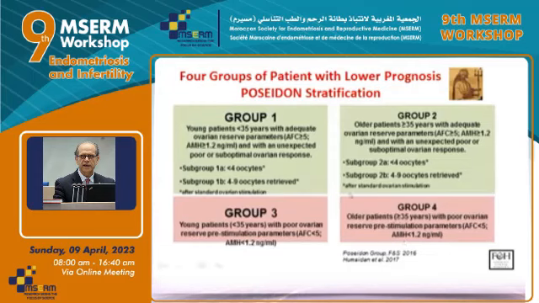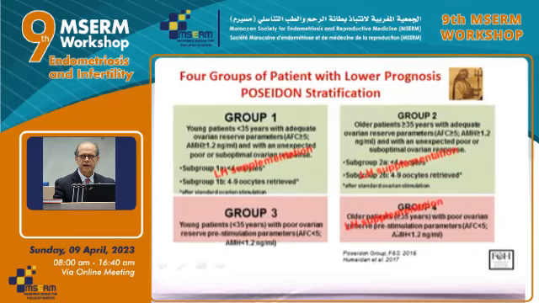We can also use the Poseidon subgroup criteria nowadays. As you remember, group 1 and group 2 are hyporesponder patients. The difference here is only the age: the over 35 and the younger patients. And in the hyporesponder groups, LH supplementation will be of advantage, for two reasons: the advanced maternal age plus the hyporesponse.